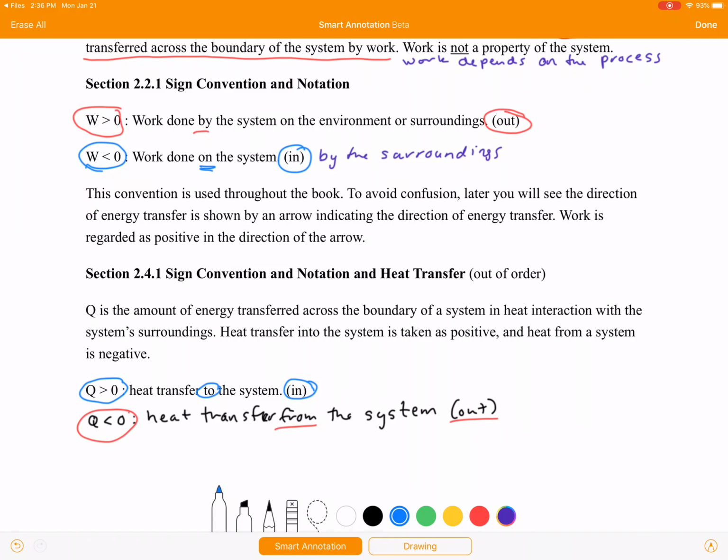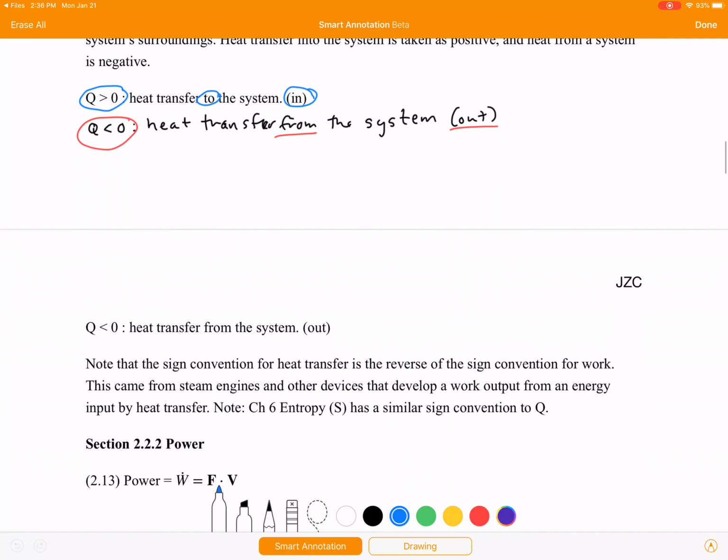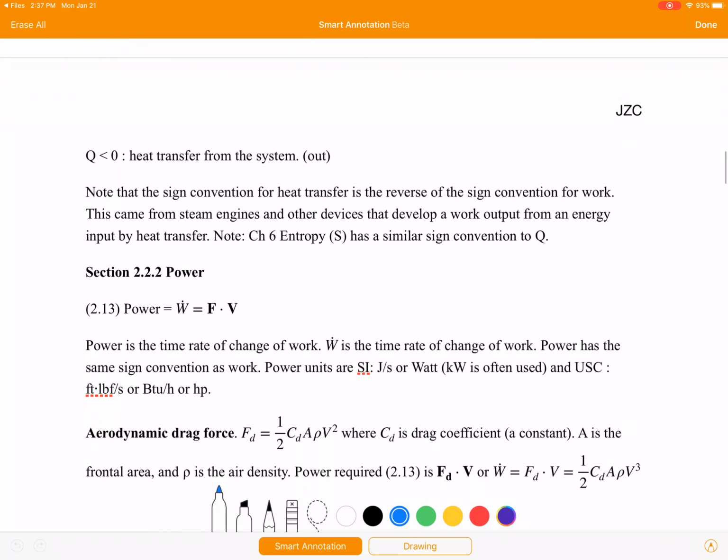So we'd have to follow through and keep watching that and keep working with that, and have it written down on your note sheet, and look back to it as often as you need to. So again, note the sign convention for heat transfer is the reverse of the sign convention for work, or energy transferred by work. This came from steam engines and other devices that developed a work output from energy input by heat transfer. So again, thermodynamics really came into being with the steam engine and so on.